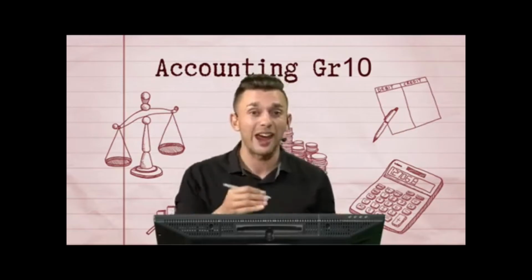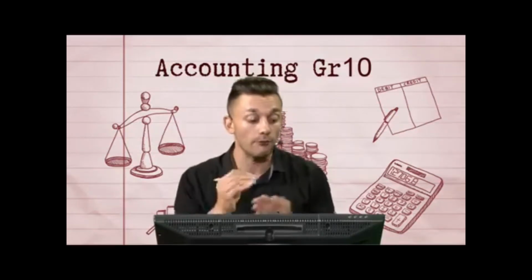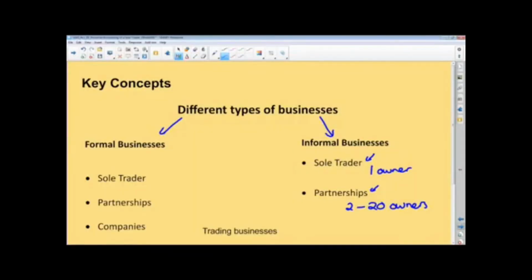But now, let's go back to your sole trader in a formal way. The formal businesses, let's look at them. Firstly, in grade 10, we're going to look at the sole trader. Now remember, sole trader again, one owner.